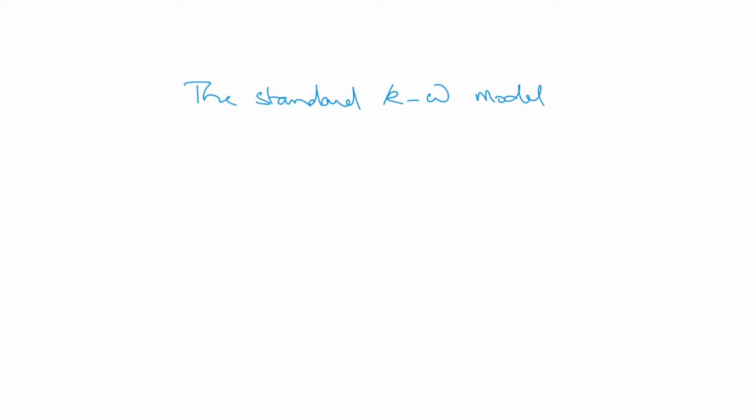In this lecture, we will see about the standard K omega model. This model was proposed by Wilcox in the year 1988 from a paper AIAA, and subsequently you can find other papers in 1993 and 1994 which will give you the improved versions.